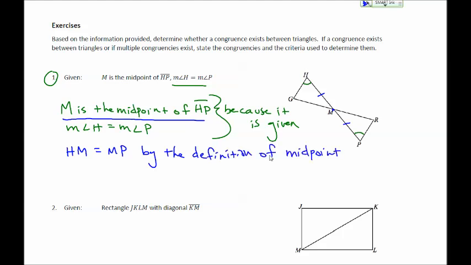Okay, now the next question is where to go next. What other things, we've used everything in the given. I next look at the diagram. So what in the diagram can I use? And hopefully you see that we also have a pair of vertical angles. Whenever they're touching at an angle and you have vertical angles, that's usually going to be useful to you in the proof. And so I know that angle HMG, using 3 letters, the middle letter is the vertex, HMG is congruent to angle PMR because they're vertical angles.